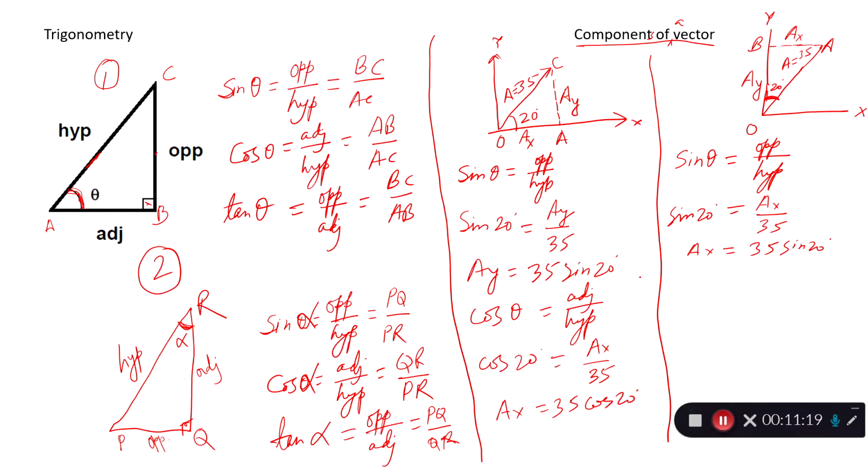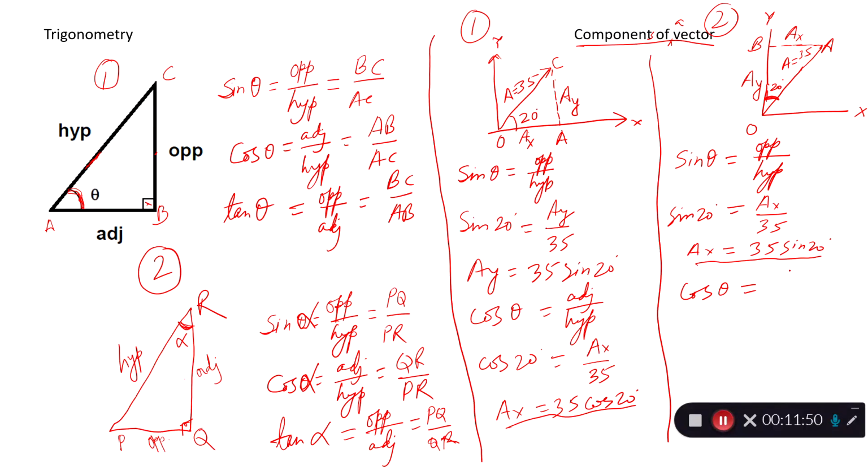Now look at the previous example. Here AX is 35 cosine 20, but in the second case AX is 35 sine 20. So the X component changes if you change the angle with the x-axis or y-axis. Similarly, let's calculate cosine of theta in this second example. I'll write this one as the first example and this one as the second example.